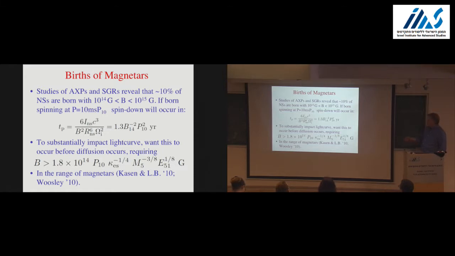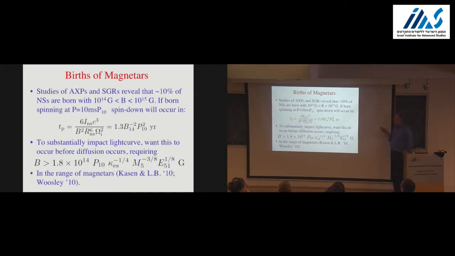We know in our galaxy there are objects called anomalous X-ray pulsars and soft gamma repeaters that we definitely understand as being highly magnetic, 10 to the 14 to 10 to the 15 Gauss. We roughly know in our galaxy that 10% of neutron stars are born highly magnetized. So let's call that a known thing. What we don't really know well from the galactic sample is the initial rotation rate.